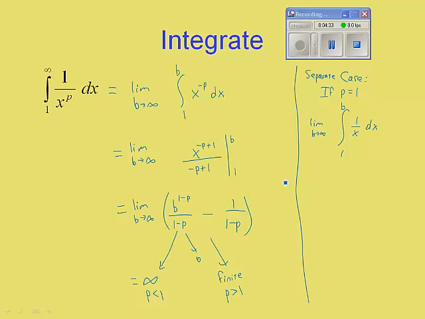All right. What do we get? Natural log of x, no plus c, from 1 to b. So this is the limit as b goes to infinity of the natural log of b minus, of course, the natural log of 1. That's 0, right? So it's just the limit as b goes to infinity of the natural log of b. Do you guys know what that is? Well, we should look it up.